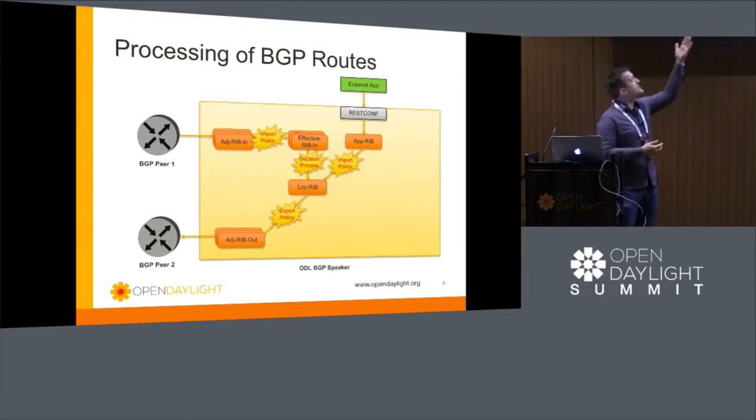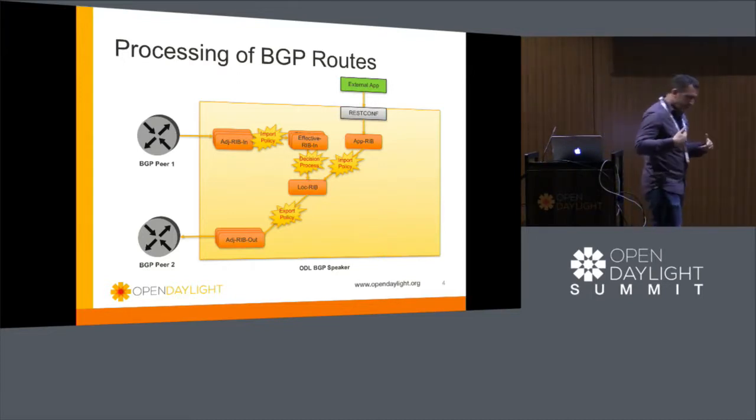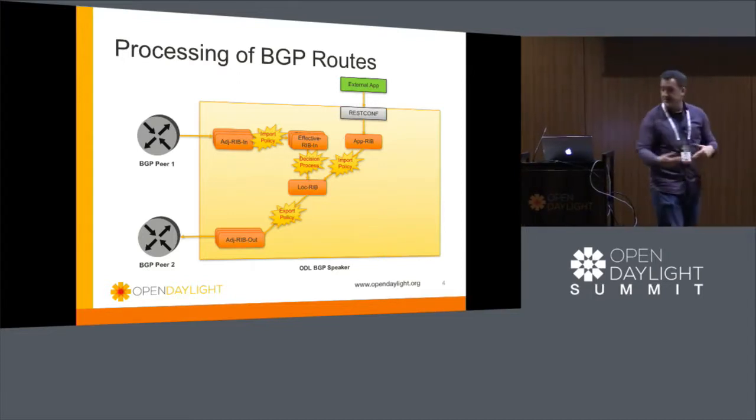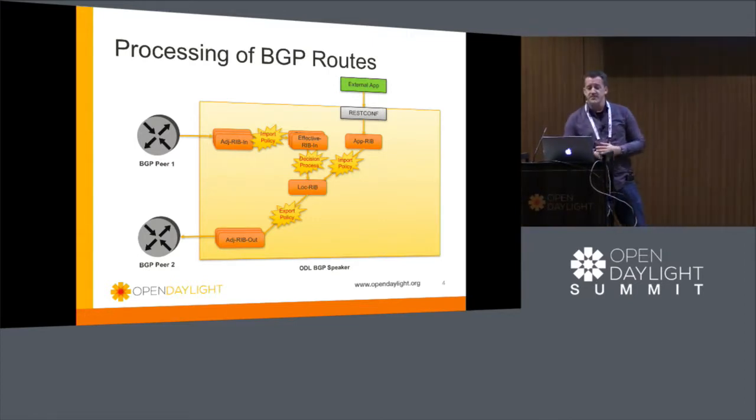And so what you can do is you can write your external application. It can call through with RESTCONF, inject a route through the application RIB, and that will make its way into the Loc-RIB. Now, I've done that using, for example, Python scripts and that sort of thing.